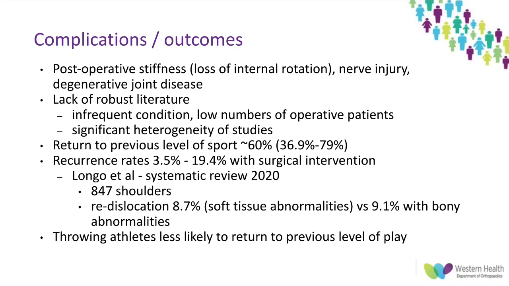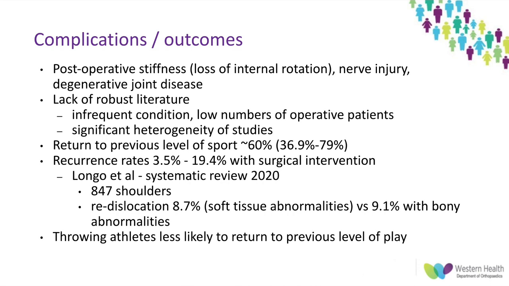Postoperatively, patients can develop stiffness with a loss of internal rotation. There is a risk of nerve injury as a complication, and patients may develop degenerative joint disease. There's a lack of robust literature on posterior shoulder instability. This is probably because it's a very infrequent condition and there's even lower numbers of patients undergoing operative management. And there's a significant heterogeneity between the studies, which makes it difficult to draw conclusions from meta-analyses.